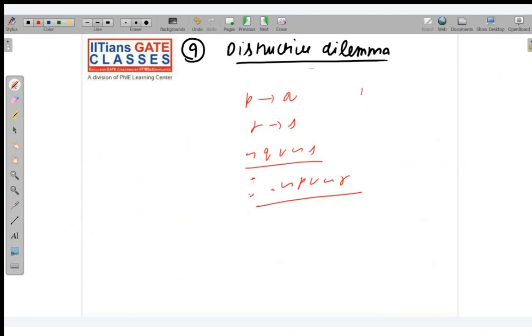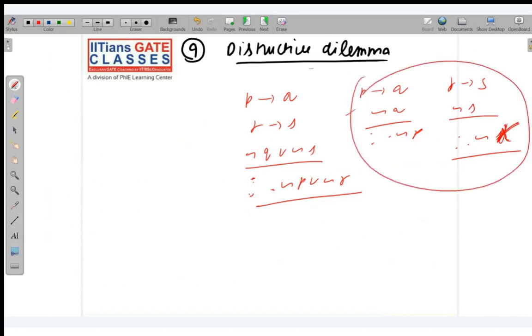See this. P implies Q, not Q. Therefore, not P. I have told you, modus tollens. Similarly, R implies S, not S. Therefore, not R. Modus tollens. So from these two modus tollens, I have got it. And why am I calling it a dilemma? Because I do not know precisely which is false, Q or S, and so I do not know which is false, either P or R. So this is known as destructive dilemma.